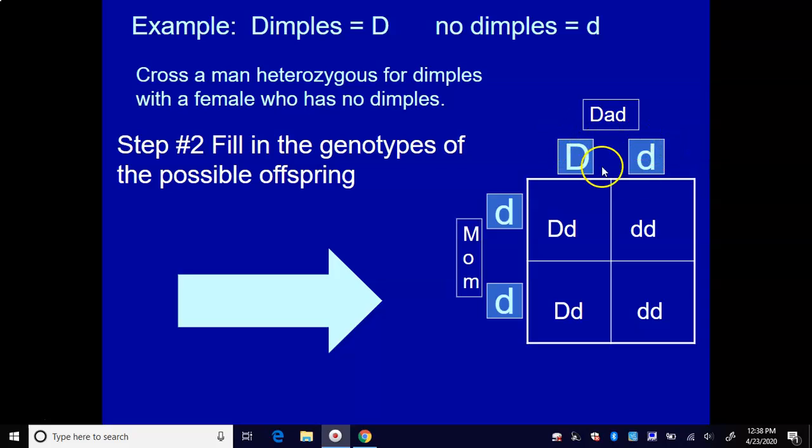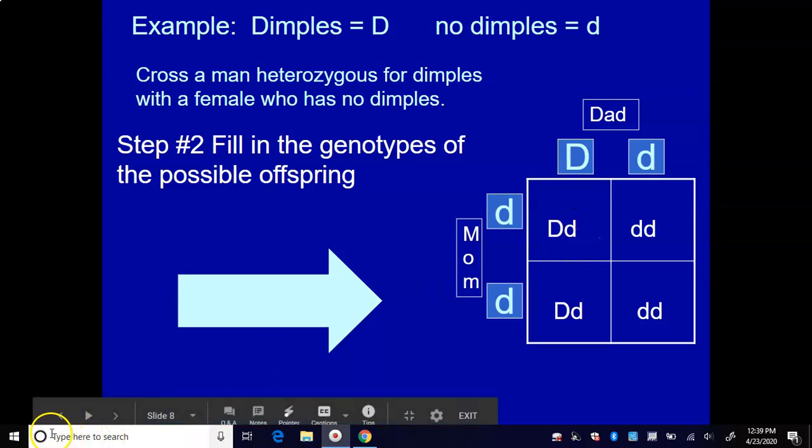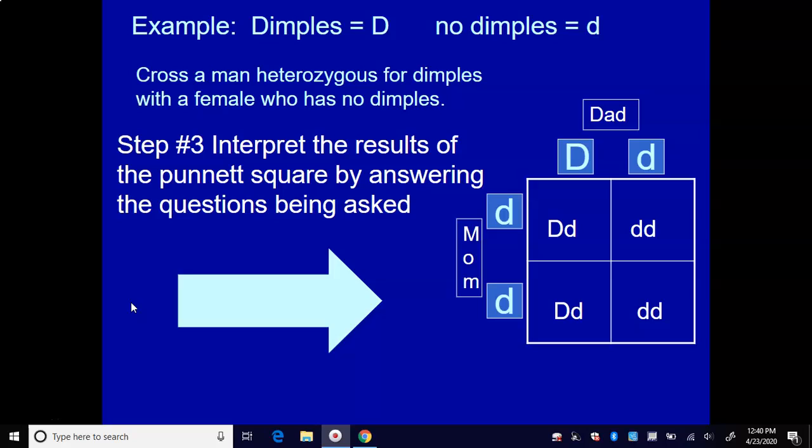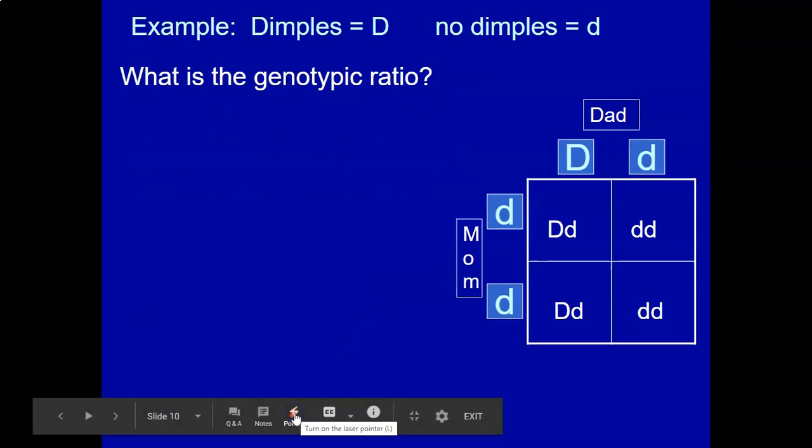Now, once you put the parents on, we're going to do step 2. Fill in the genotypes of the possible offspring. So that would be filling out here. Now, remember, you put capital before lowercase to represent dominance. So that's step 2. Okay, step 3 then would be interpret the results of the Punnett square by answering the questions being asked. So that would mean genotypic ratio, phenotypic ratio, and then whether or not there is any probability questions. So what is the chance of, or the percentage of? So here's some questions that would be interpreting the Punnett square.